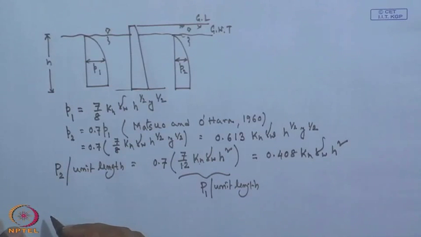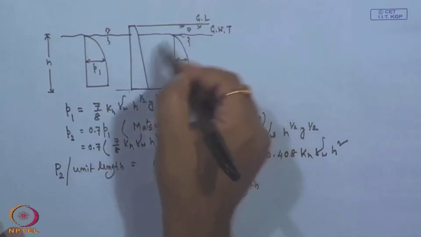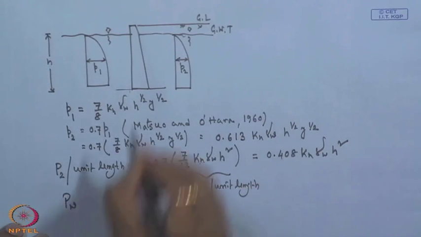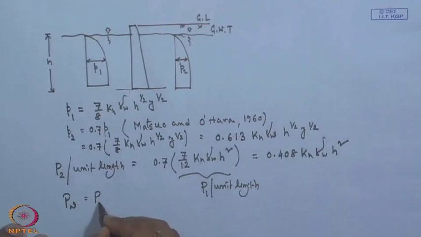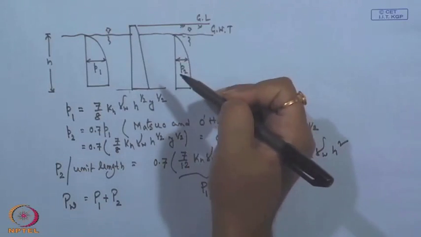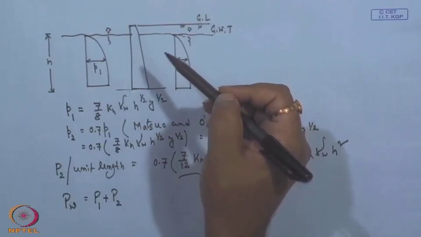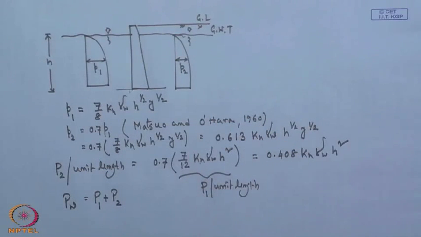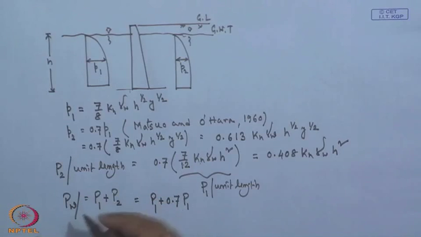Now, during an earthquake, the force per unit area on the seaward side, suppose this is the sea side, and this is the coast area. Now we can write the resultant force on a retaining wall during an earthquake is P 1 plus P 2. We take the maximum force on a retaining wall, that is P 1 plus P 2, as on one side force is applied and on the other side it is released. So, this will be P 1 plus 0.7 times of P 1. This is also P w per unit length.